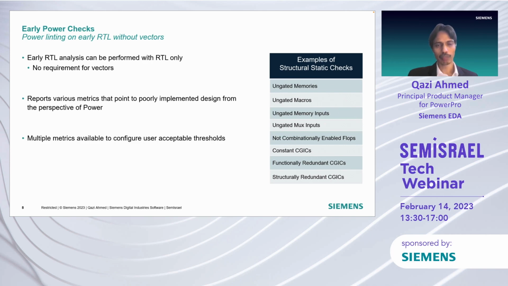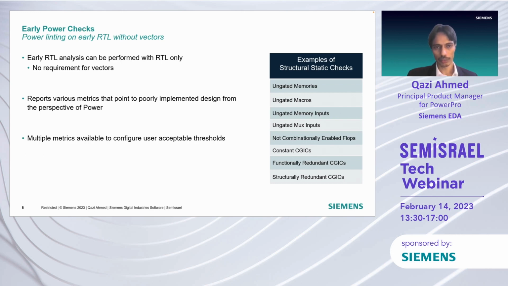What PowerPro does is perform structural checking of your RTL to find culprits in your design that can lead to wasted power. PowerPro reports various metrics that point out that the design has been poorly implemented from the perspective of power. For example, it will tell you the coverage of the different kinds of gating that you have in the design. Are your memories gated? Do you have macros that have no gating conditions? What about your mux inputs, or if you have lots of registers in your design, they have to have an if condition so that they can be combinationally enabled.